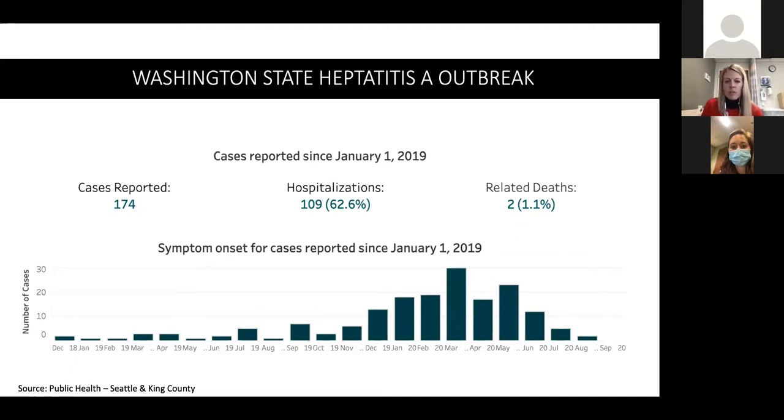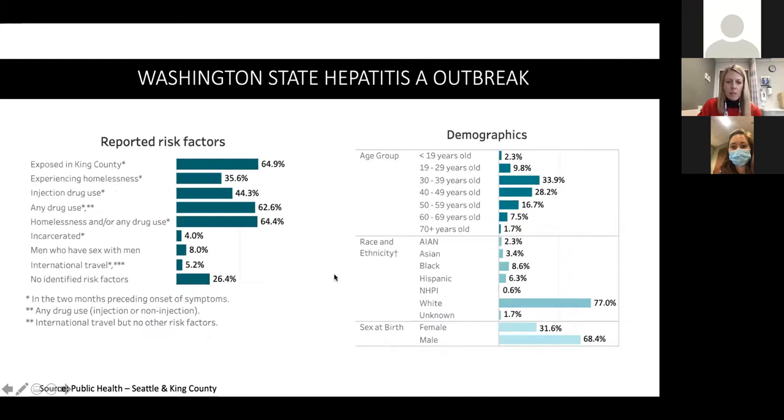But since January 1, 2019, we've had at least 174 cases here in King County. Similar to the national data, about 62% of them have required hospitalization. And there's been 2 deaths, so about a 1% death rate. And most of these cases of hepatitis A are amongst people who are living homeless and or who inject drugs. So these are reported risk factors of cases of viral hepatitis A in King County.